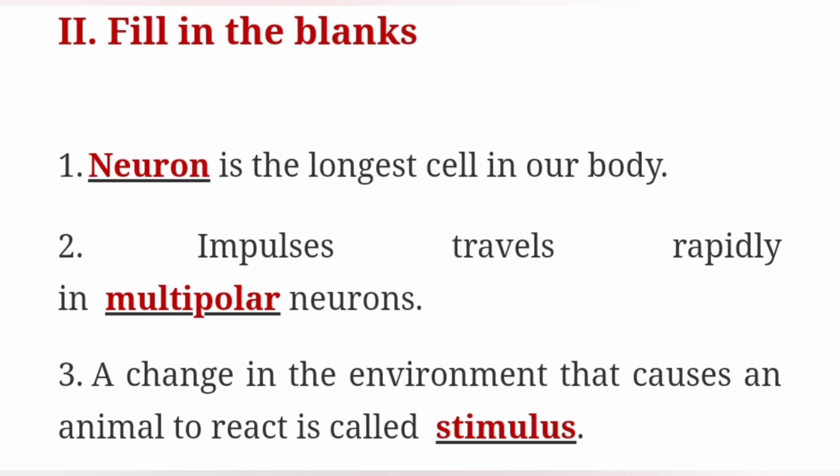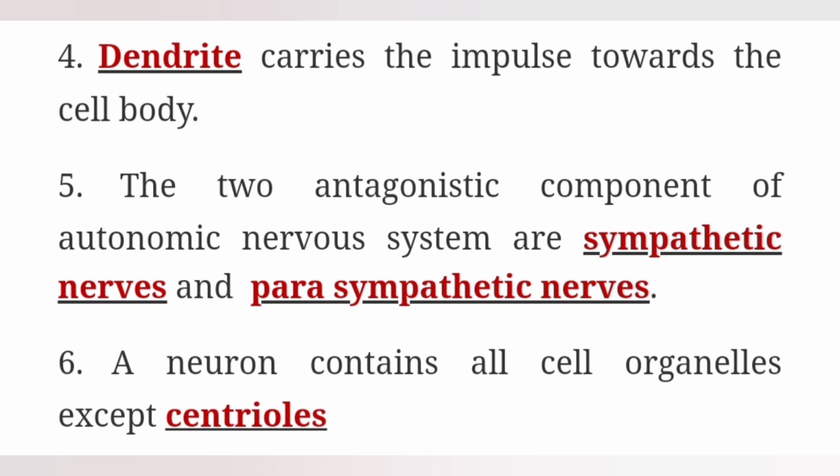First one, dash is the longest cell in our body? Answer neuron. Second one, impulses travel rapidly in dash neurons? Multipolar neurons. Third one, a change in the environment that causes an animal to react is called stimulus. Fourth one, dendrite carries the impulse towards the cell body. Answer dendrite. Fifth one, the two antagonistic components of autonomic nervous system are sympathetic nervous and parasympathetic nervous.